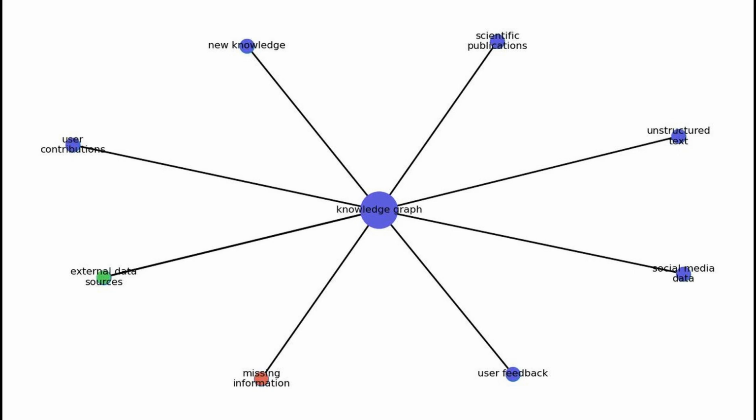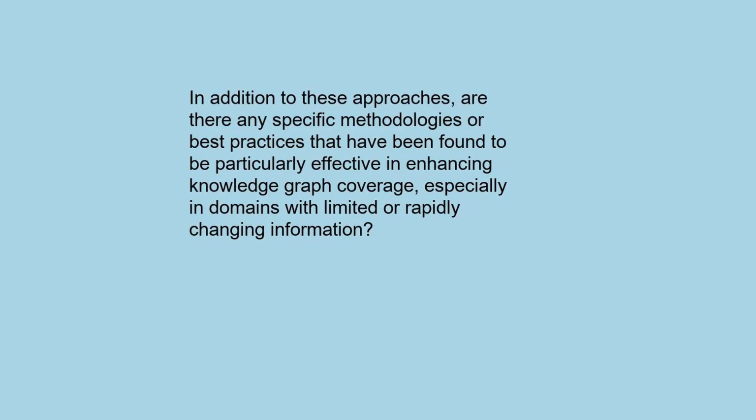scarce or rapidly evolving. One common strategy is to leverage external data sources and integrate them into the knowledge graph. This can involve extracting information from unstructured text, such as news stories, scientific publications, or social media data. Another approach is to employ machine learning techniques to generate new knowledge or infer missing information based on existing data. Additionally, researchers are investigating ways to utilize user feedback and contributions to expand and refine knowledge graphs, ensuring they remain up-to-date and comprehensive. Thank you for elaborating on the approaches for enhancing knowledge graph coverage.